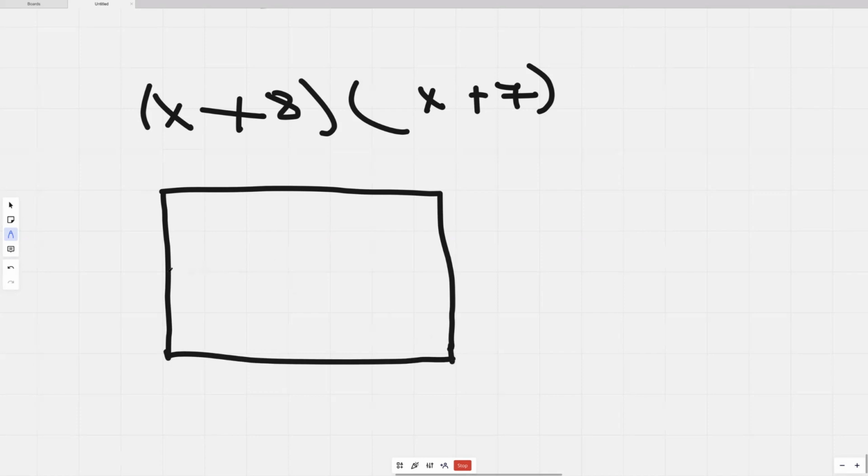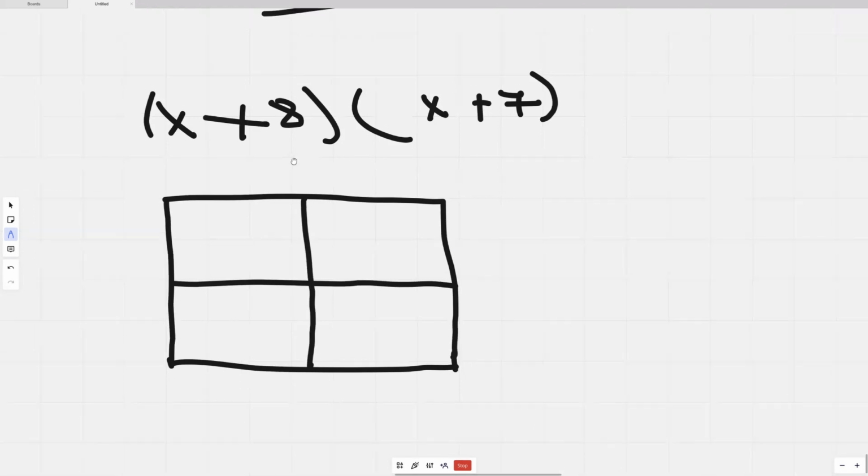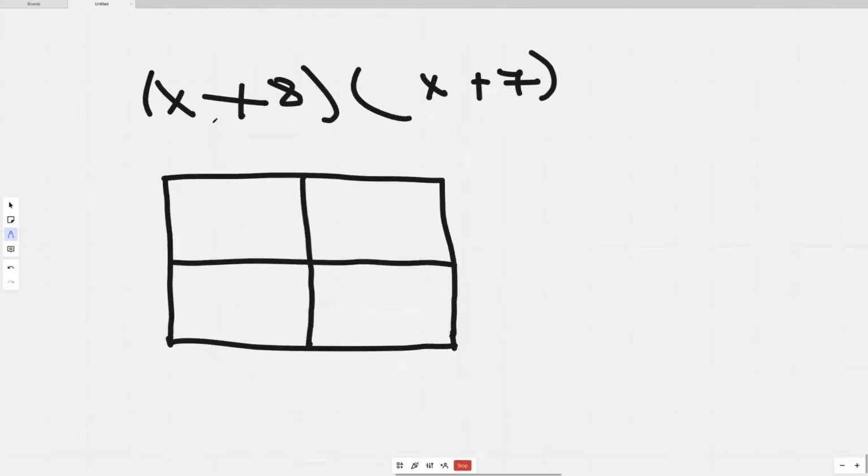Then we have to divide this into 4 parts. And then we have to write each term here. But they should be positive. Like if one bracket is x minus 7, let's say, then we have to change it to x plus, in the brackets, negative 7.